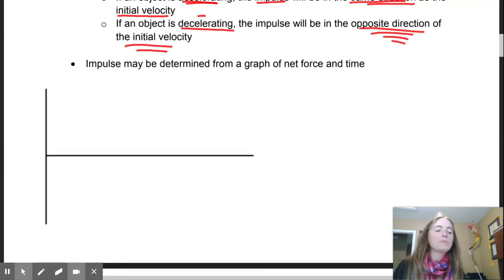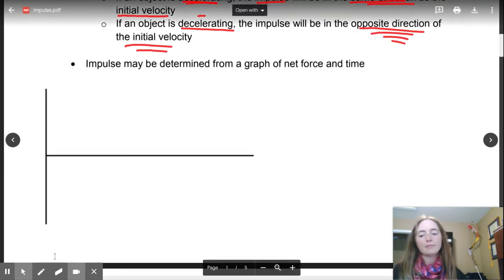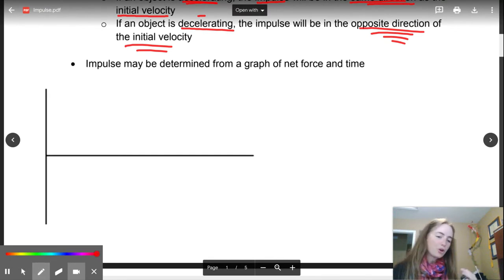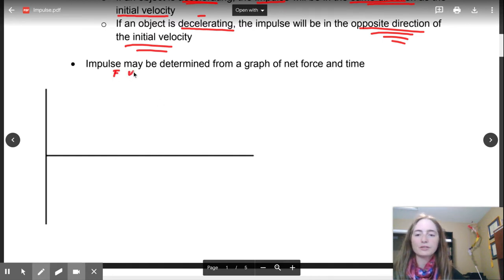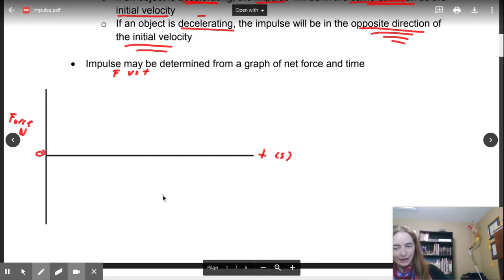So, ladies and gentlemen, let us talk about a force versus time graph. Now, these graphs are going to be the most common type of graph that you're going to be seeing with impulse. So, once again, force versus time. Title your graph. Force is 0 here, and this is going to be our force, units in newtons. And this is going to be time in seconds. Now, ladies and gentlemen, what does it mean when we have positive and negative force? Direction of the force.